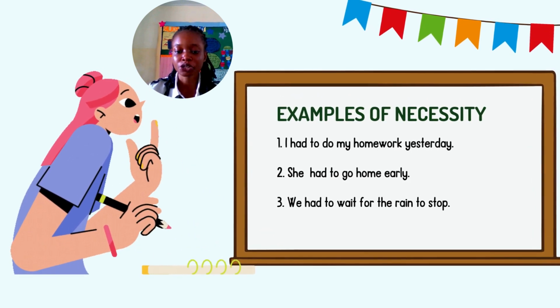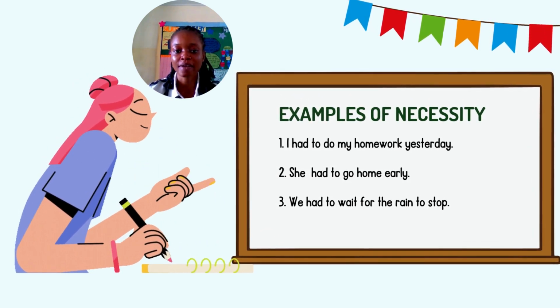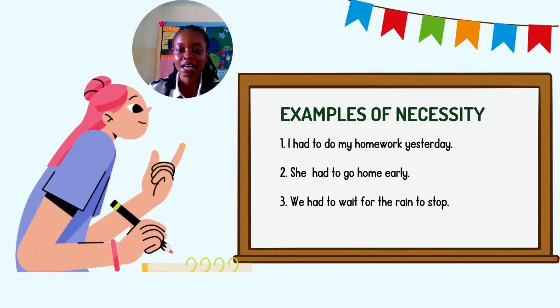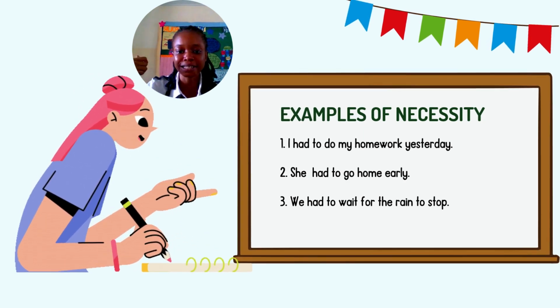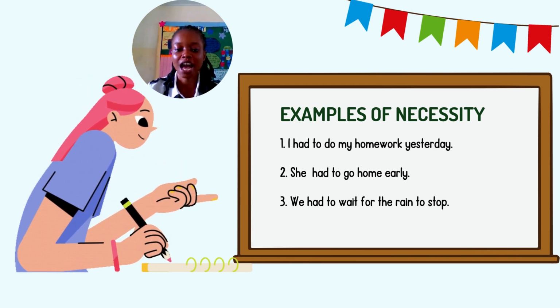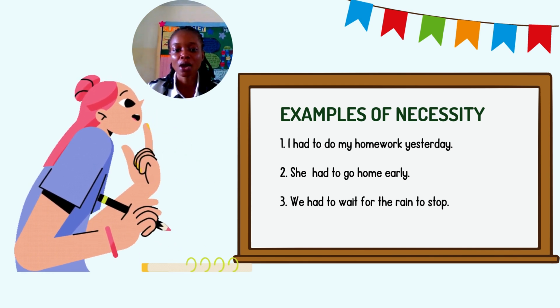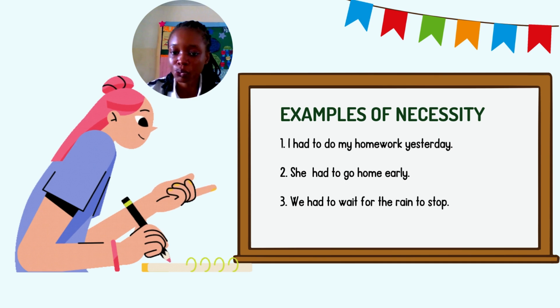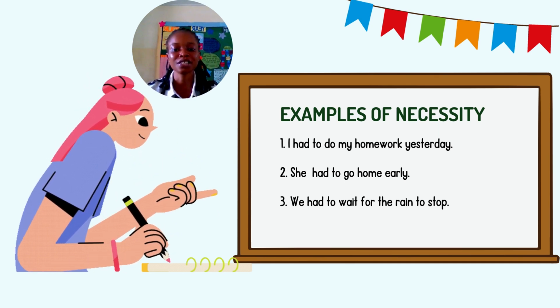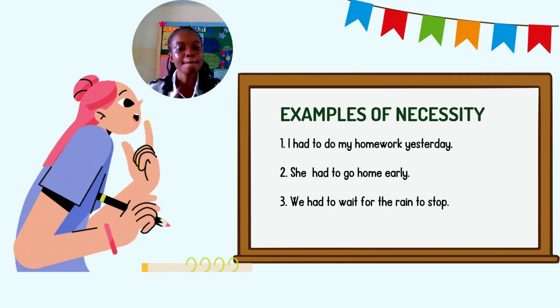You can see some examples on the screen using had to express necessity. We have: I had to do my homework yesterday. Remember I said had to is used to express conditions in the past. She had to go home early. We had to wait for the rain to stop. So you make use of had to when you're talking about actions that were necessary to occur in the past.